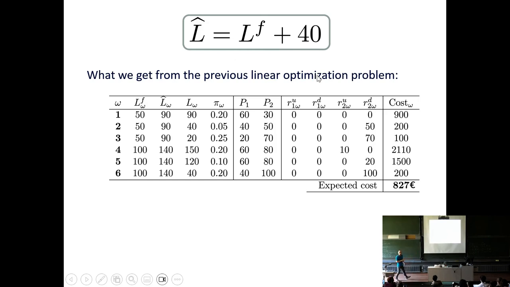And this is the same table as before. Exactly the same table as we had before. And now nature is doing the math again. What would happen if I apply that rule to solve this two-stage economic dispatch? And this is what happens.